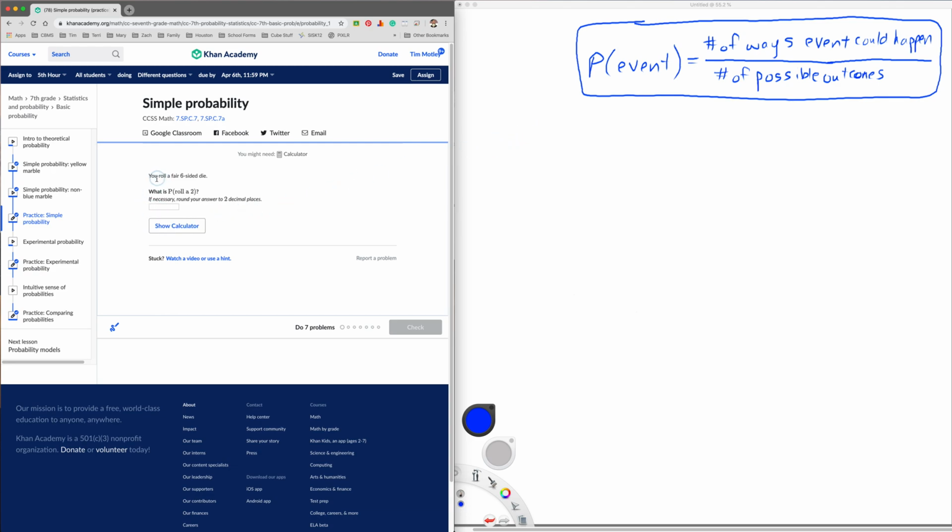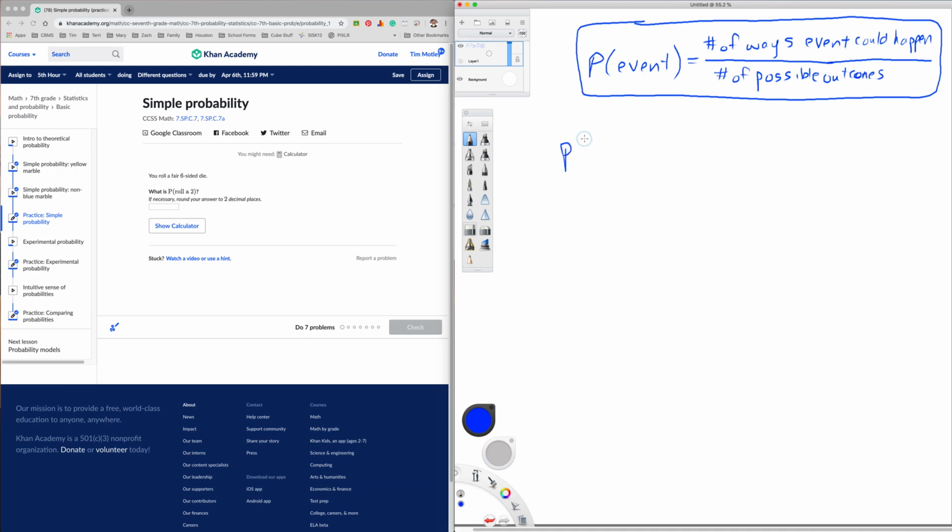The first one, you roll a fair 6-sided die, and it wants to know the probability that you get a 2. So the probability of rolling a 2 on a 6-sided die. Well, there's 6 sides. So if there's 6 sides, that's 6 different things that could happen. I always do my denominator first because it seems like that's a straightforward number each time. The number of possible outcomes, well, there's 6 sides, so there's 6 possible outcomes.